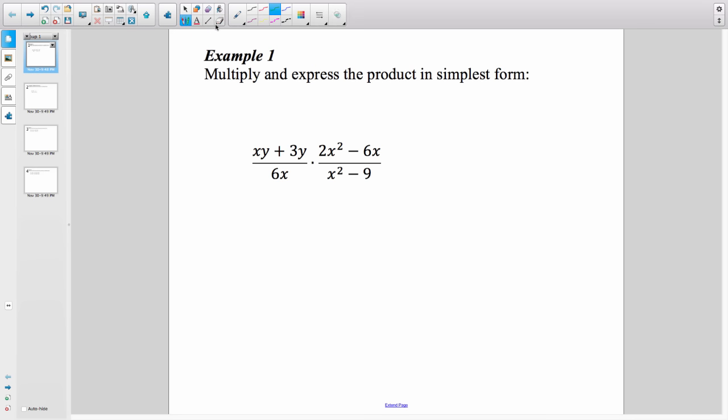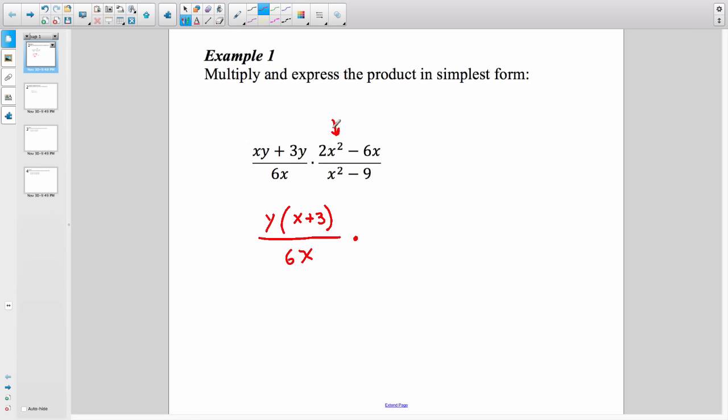Here you have two terms, so I'm thinking the only way I could factor this would be GCF. So I have a numerator here that would look like y, parentheses x plus 3. Okay, the denominator can't be factored, so we'll leave that as 6x.